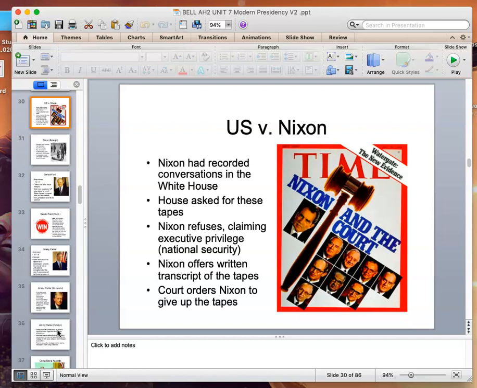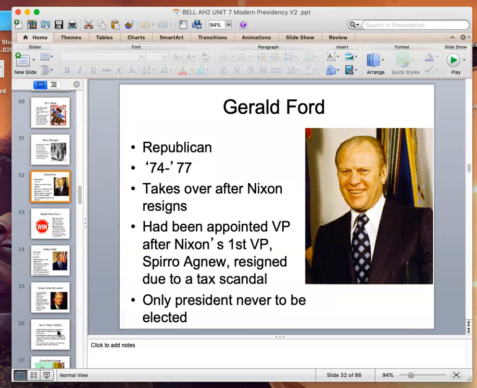He knows he is caught red-handed on those tapes. And Republicans in Congress actually go to Nixon and say, look, you're not only going to be the second president to be impeached by the House, after Andrew Johnson. But unlike Andrew Johnson, the Senate is going to convict you because the evidence is right here on tape. And Nixon steps down, and his vice president, Ford, takes over. Now, Ford, coincidentally enough, was actually Nixon's second choice for VP. His first VP was a gentleman named Spiro Agnew, who resigned during Nixon's presidency, before Watergate, due to some tax fraud.